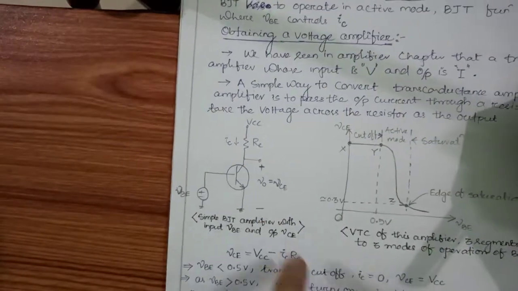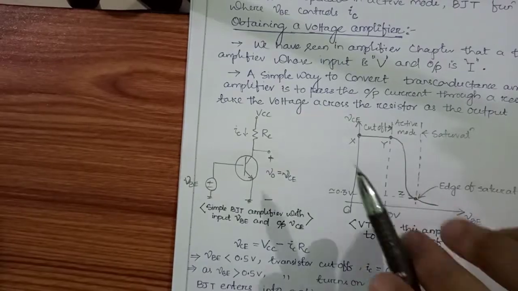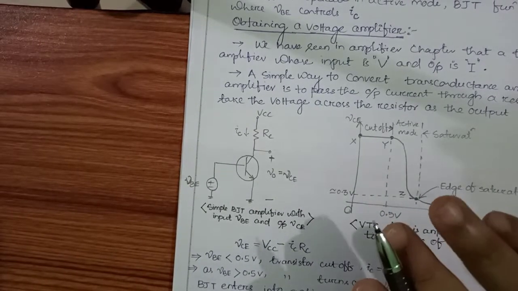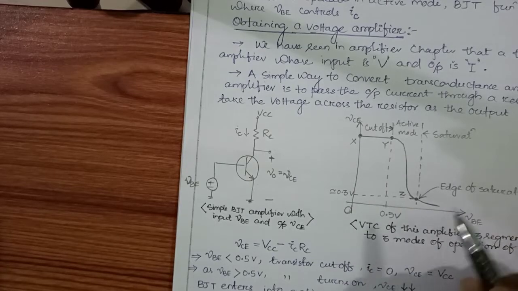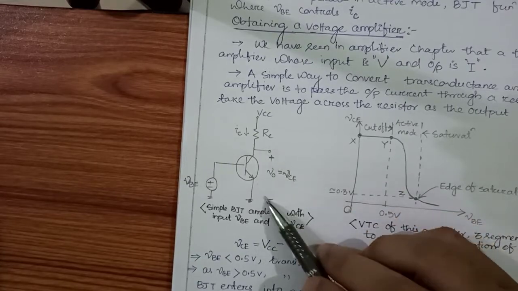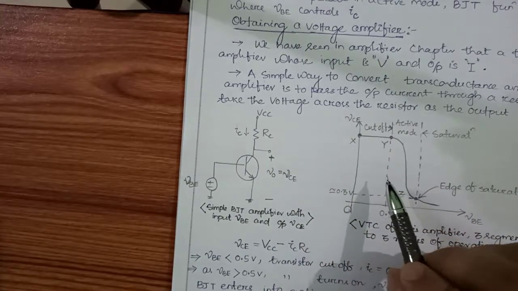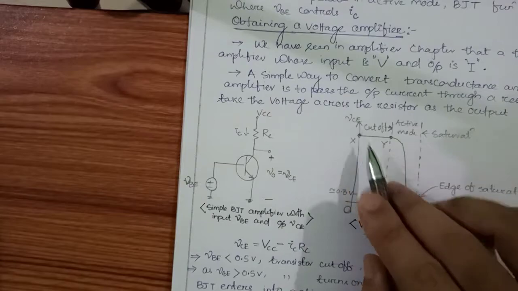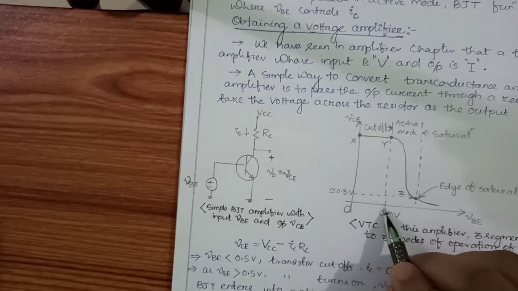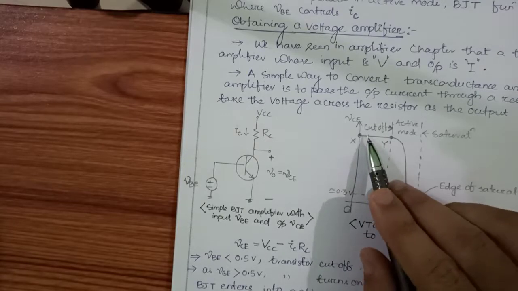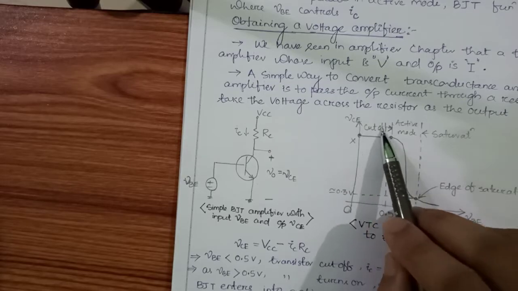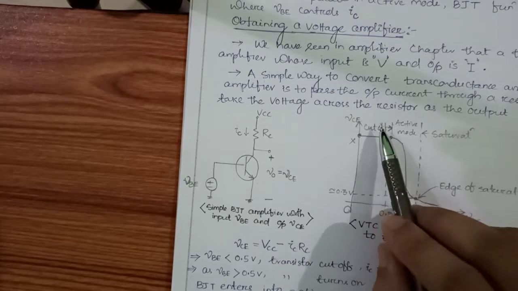Okay, so first, in a voltage amplifier there is one input voltage and one output voltage. The input voltage is VBE, and the output voltage is VCE. If we draw a graph between VBE and VCE, we get a graph like this. For 0 to 0.5 volt of VBE, the transistor is in the cutoff region, meaning the VCE value is maximum. For the cutoff region, we know our VCE value is maximum.